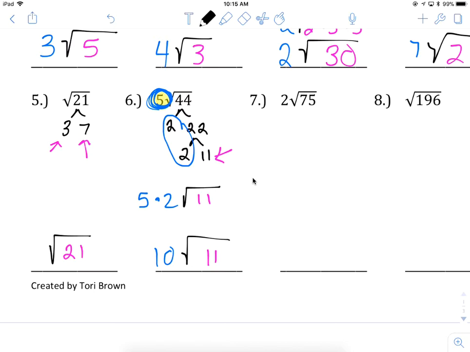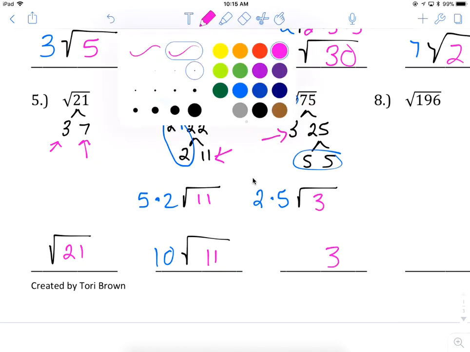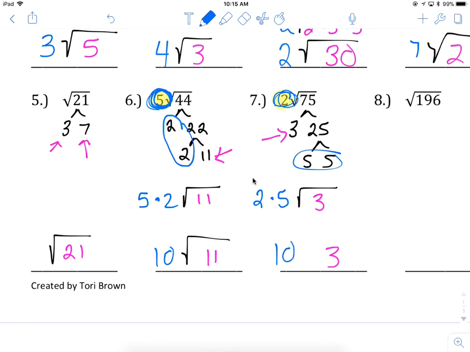Okay, we're going to do the same thing for number 7. First thing we're going to break apart is 2 doesn't go into 75, but 3 and 25, 5 and 5. So again, we have a date of 5s, and there's already that one date on the outside. We keep our square root house, and we had one little single 2 left in here. So this one's going to come out to be 10 on the outside. We multiplied 10 square root of 3.